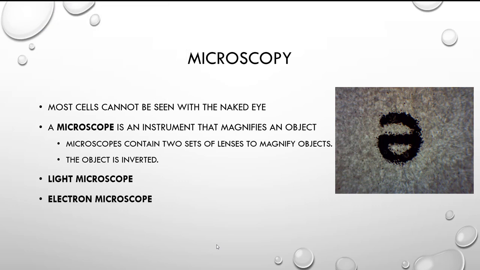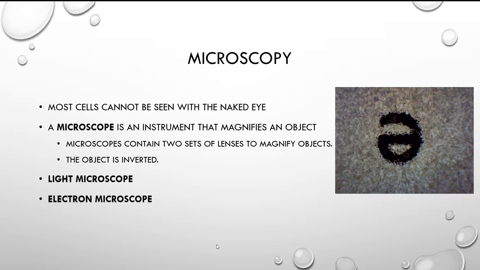But as far as human bodies, we cannot see any of our cells with the naked eye. So we would need a microscope to examine our cells. So most cells cannot be seen without a microscope. So a microscope is just an instrument that we can use that will magnify an object for us so that we can see it better. And what a microscope does is it has two lenses inside of it, and so it can magnify objects. So the ones that we use at school, it's a light microscope, so it basically bounces light off of these lenses to help magnify those objects.